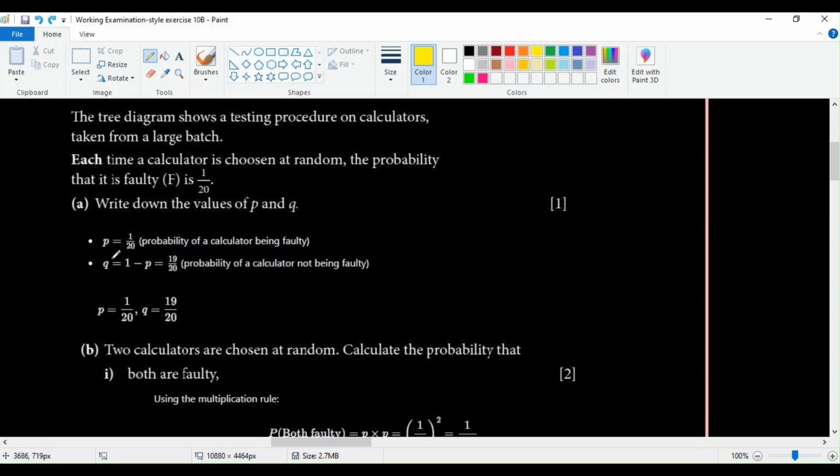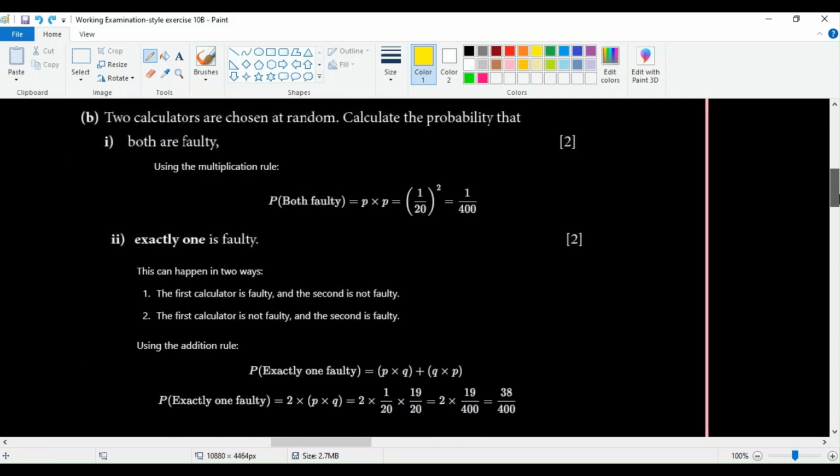That means P is equal to 1 over 20. Q is equal to 1 minus P, which is equal to 19 over 20. The probability of a calculator not being faulty is 19 over 20. That means the value of P is 1 over 20 and the value of Q is 19 over 20.